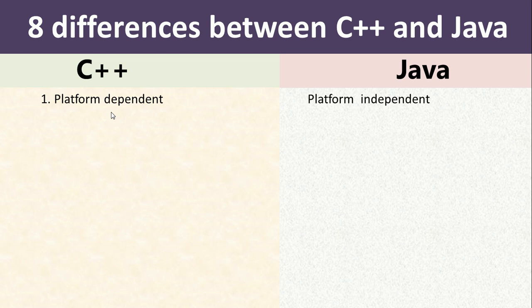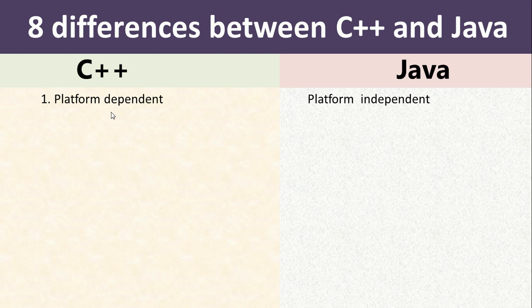The first one is that C++ is platform dependent and Java is platform independent. This is a key difference. So if you forget every other thing, remember this is the first difference between the two, and this is what gives Java some edge over C++. Although C++ has many advantages over Java.